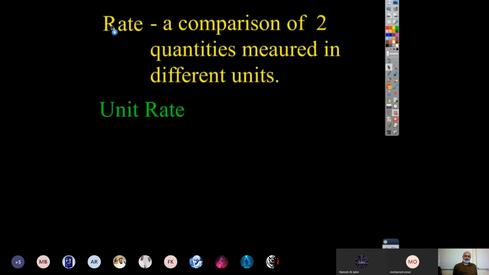So I'd like you to write these down in your notebook. We'll talk about what a rate is. A rate is a comparison of two quantities measured in different units. That's what that was talking about in the previous example: driving 100 miles in 2 hours. You're talking about two different units. And if you've been working with the definitions of division that we've been working with lately, this shouldn't be surprising.